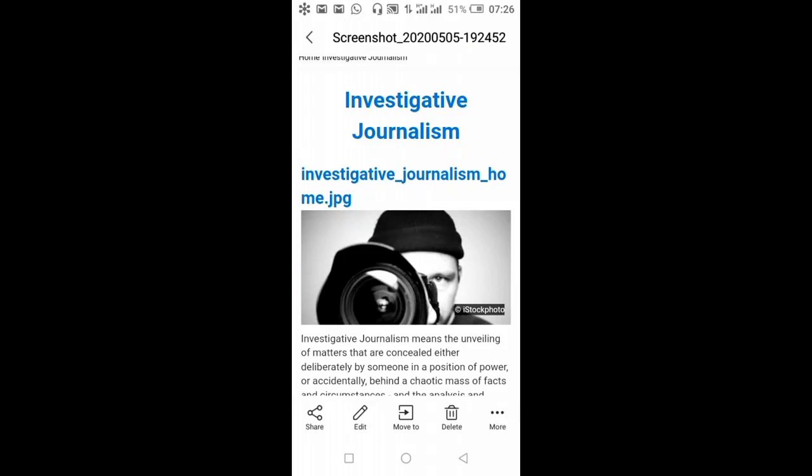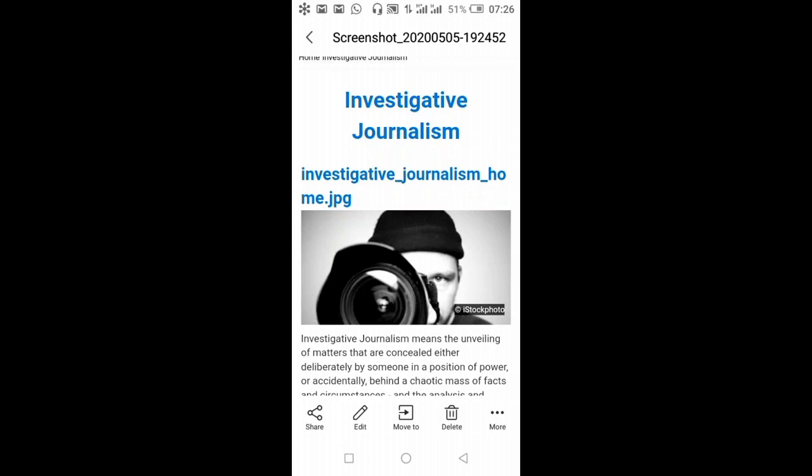So when we talk about investigative journalism, we're talking about the means. Investigative journalism means the unveiling of matters that are concealed, either deliberately by someone in a position of power or accidentally. Are we getting it? Investigative journalism means the unveiling of matters that are concealed, either deliberately by someone in a position of power.